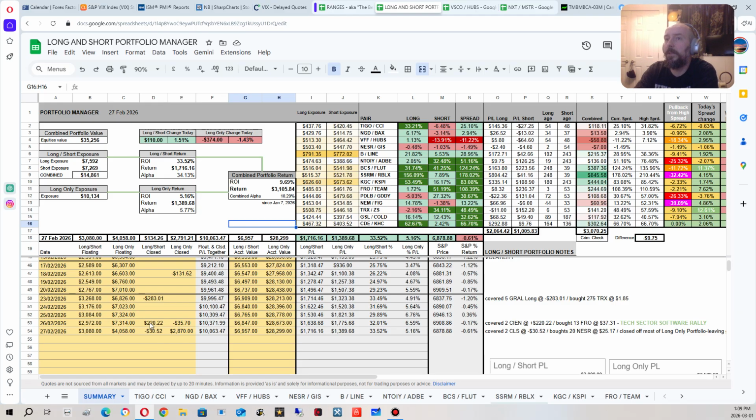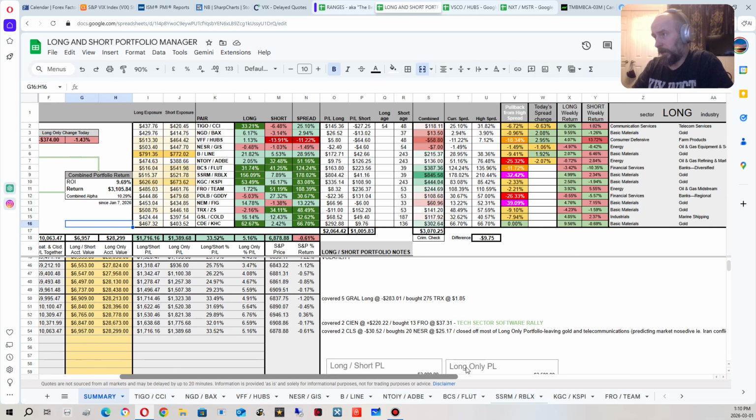This is in the long and short portfolio. There's that right there. That was a tech sector software rally. If you follow this week, tech sector software has been doing really well. I had a short exposure in that, and so I've started covering those. I bought 13 FRO, which is Frontline, at 37.31 to replace that trade. Then on Friday, I closed my 2 position of CLS, Celestica, and I bought 20 NSER at 25.17.